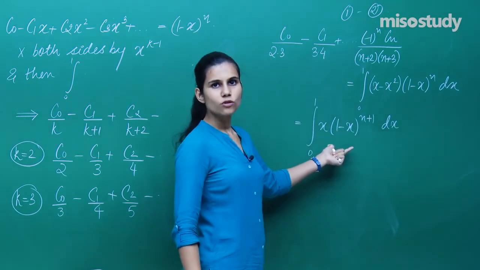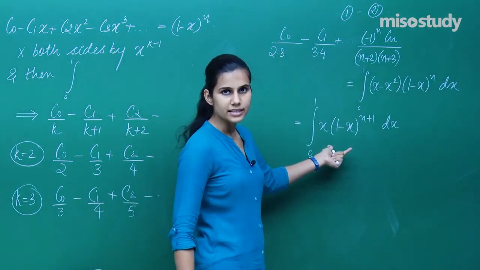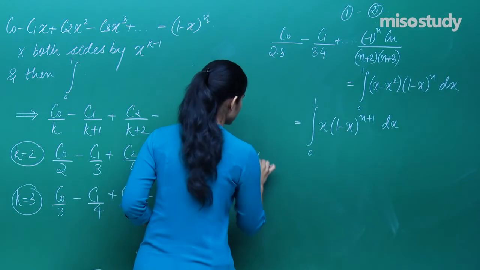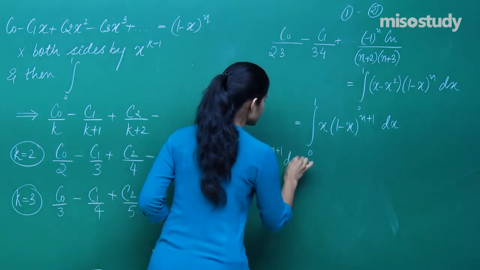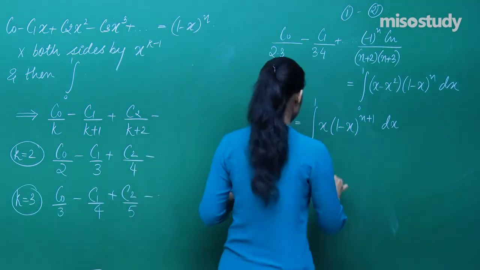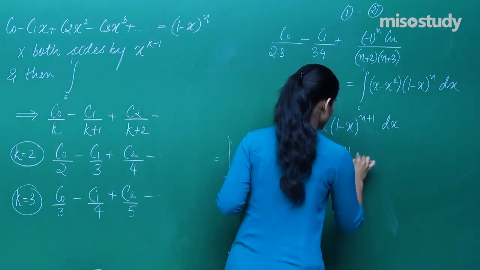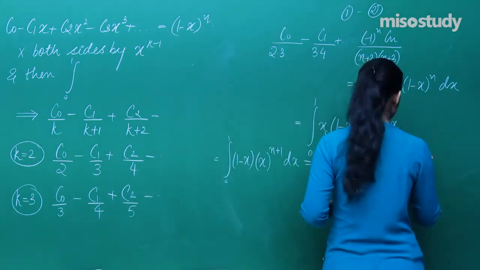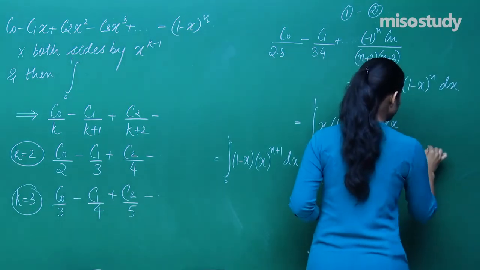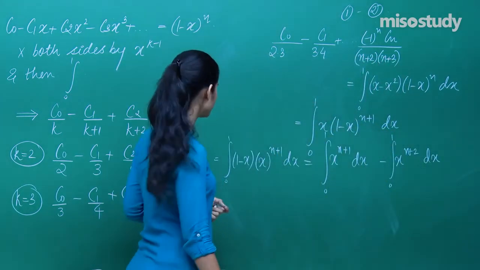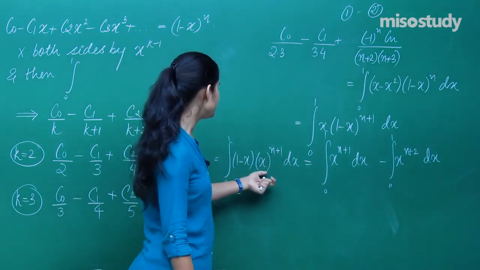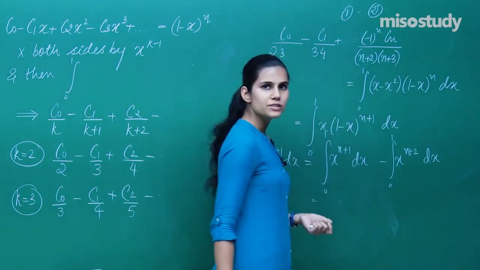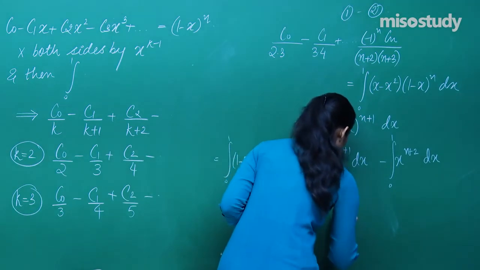Now see this, you know that the integral from 0 to a of f(x) dx is the integral from 0 to a of f(a minus x) dx. So this becomes the integral from 0 to 1 of (1 minus x) into x to the power n plus 1 dx. Right? So this becomes x to the power n plus 1 dx from 0 to 1 minus x to the power n plus 1, so it is the integral from 0 to 1 of x to the power n plus 1 minus x to the power n plus 2. So this is x to the power n plus 2 by n plus 2 from 0 to 1, which is 1 upon n plus 2.